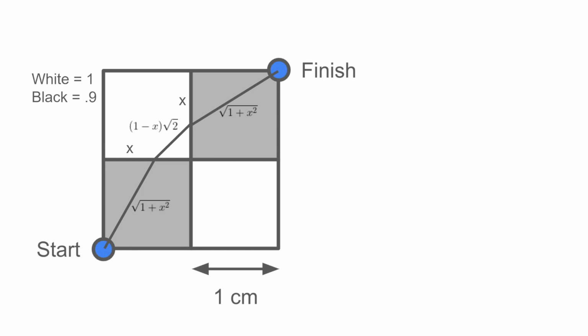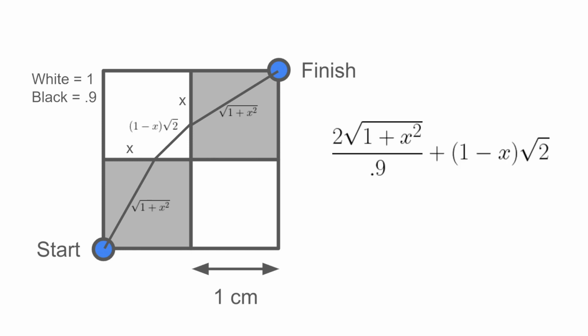So to turn that into a time, I'm going to take those square root of 1 plus x squared values. I'm going to double it because I have two of them. I'm going to divide by 0.9 because that's the speed at which I can travel over those distances. To get a time, I take the distance and divide it by the speed. And I'm going to add to that just the length of the journey across the white square, because the speed there is 1. So I'm really dividing that by 1. I just didn't include it here. So that is going to be the term that tells me the time it takes to get from the start to finish along this path. And I want to minimize that. So how do I minimize that?